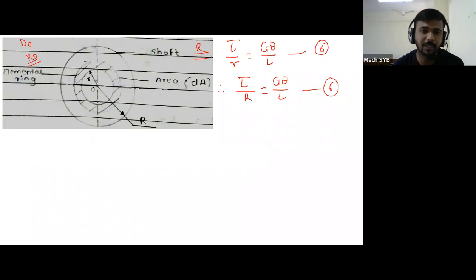Now if you see the second figure, in this particular figure, one elemental ring is considered in the shaft. Whatever shafts we have considered previously as a longitudinal section and the cross section, the same shaft we are considering for the further derivation, but in that particular shaft one elemental ring is considered.